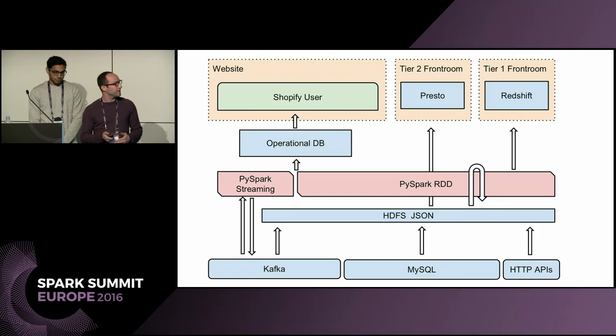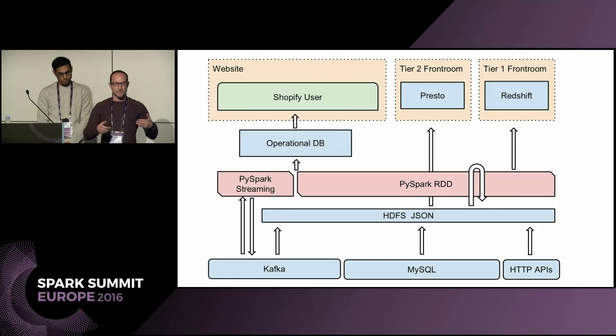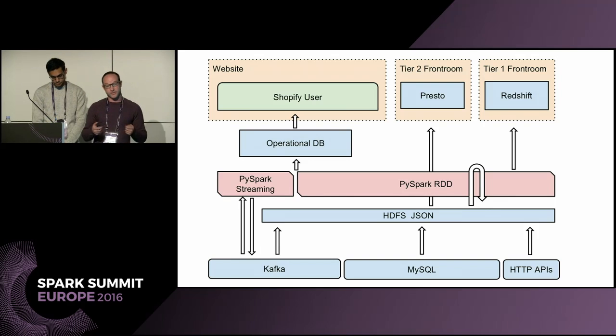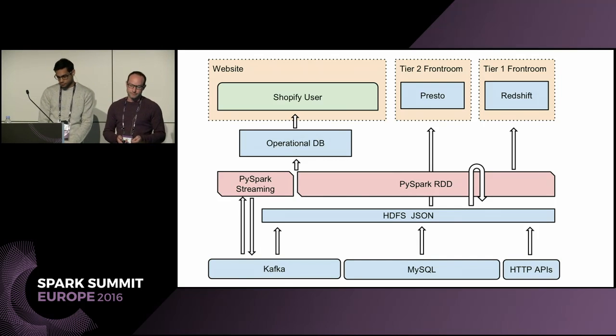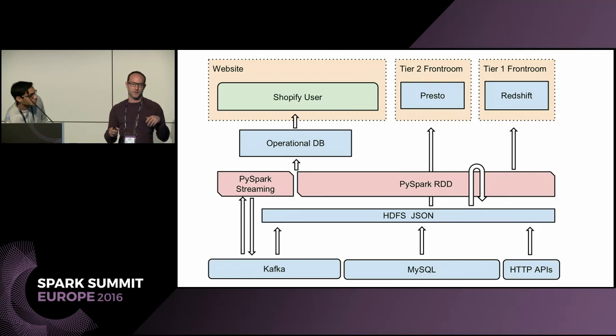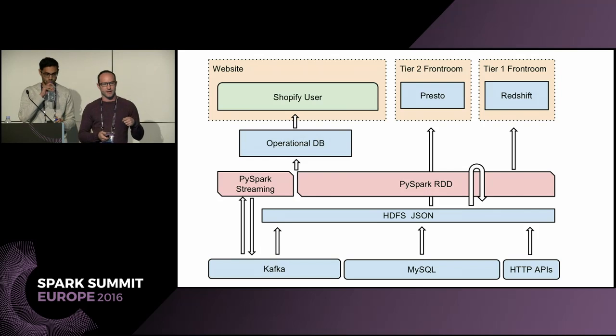Once the data was on HDFS, we would pick it up and do all sorts of transformations and clean the data. If it was to be displayed to our users, we would then put it into an operational DB, which acts kind of like a caching layer or a view so that our users can get a fast view of the data that they want very quickly.